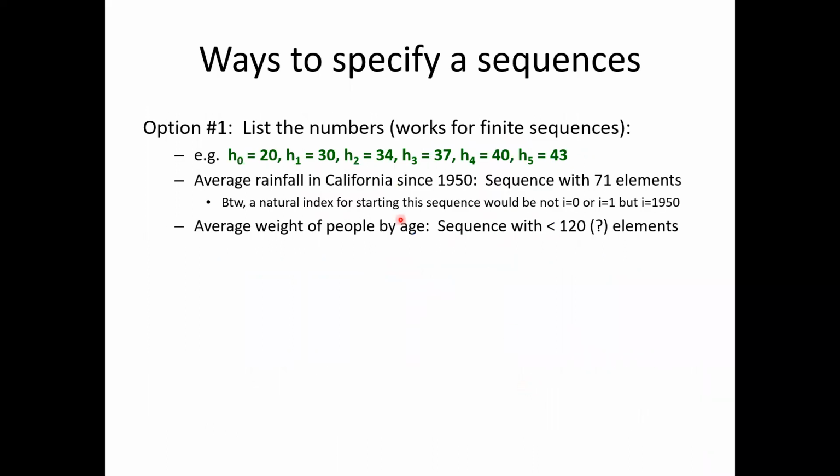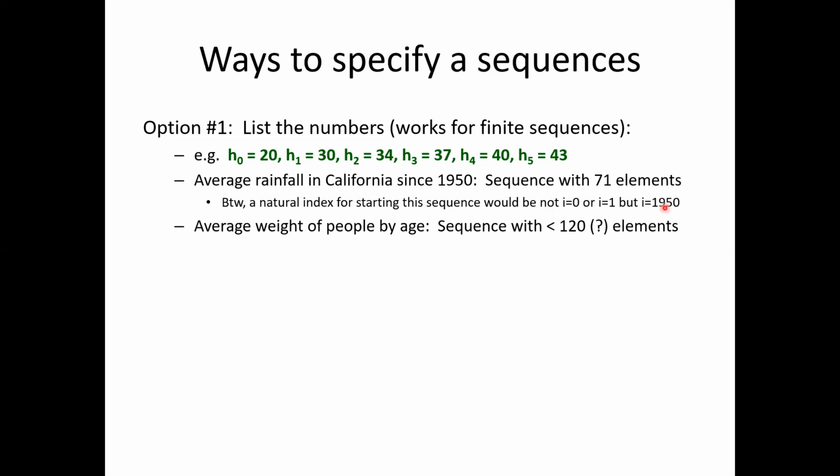How do you specify a sequence? Well, one way is to just list its values. Like this height sequence of somebody growing, or average rainfall in California since 1950. So it will be a sequence of 71 or 72 elements, depending how you count. And by the way, the natural first index might not be 0 or 1, but 1950.